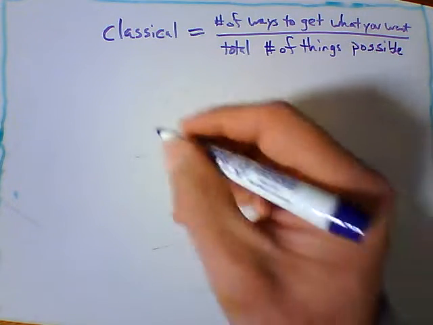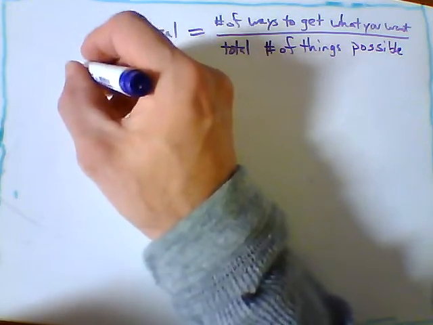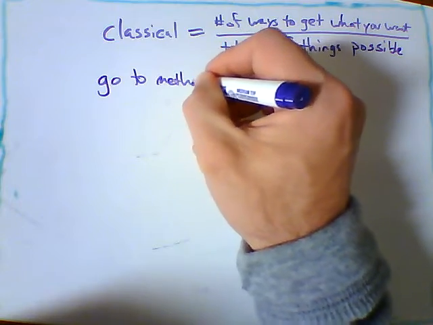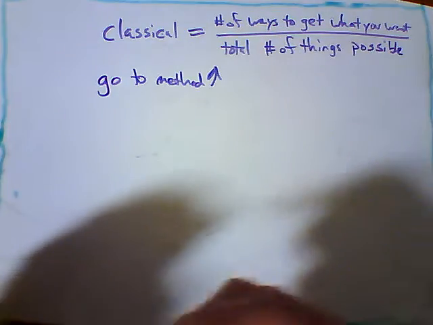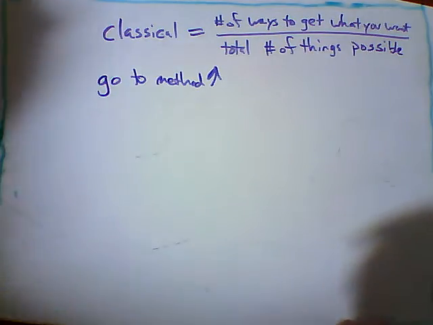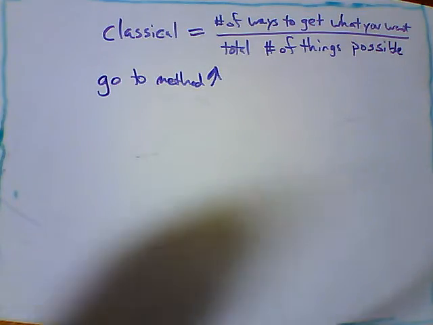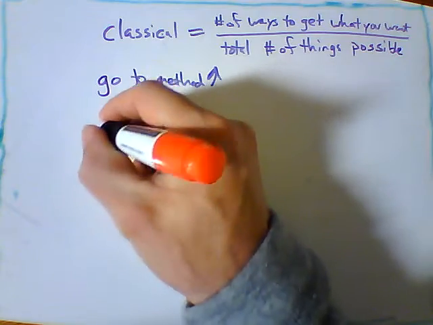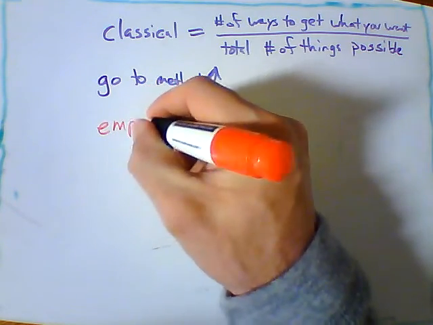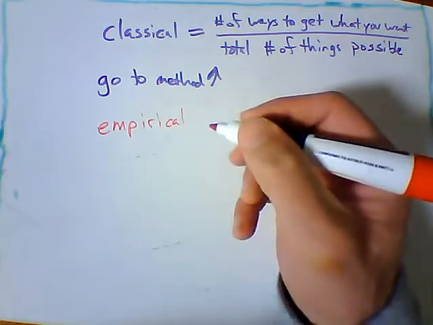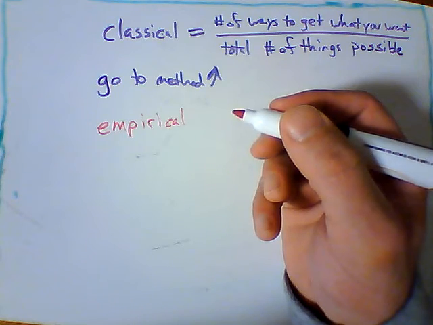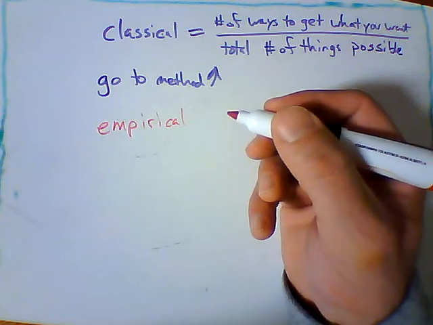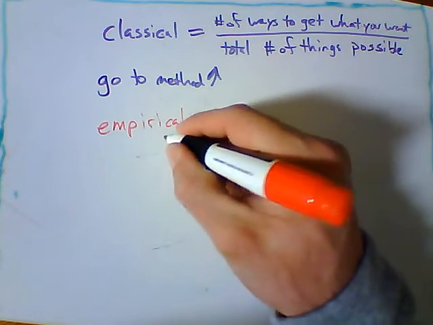Alright, now classical is like our go-to. Anytime you're not quite 100% sure what's going to happen, you go to classical. That's just our default method of doing this. However, there is empirical. That's the second good way. Subjective is on the list. Subjective is just someone's best guess. Subjective is used the most often, but it's just not very scientific and not reliable.